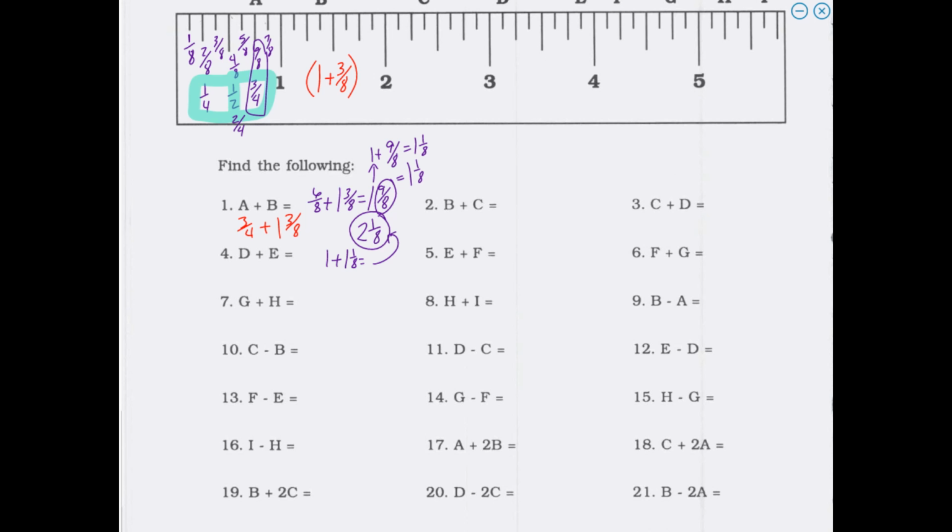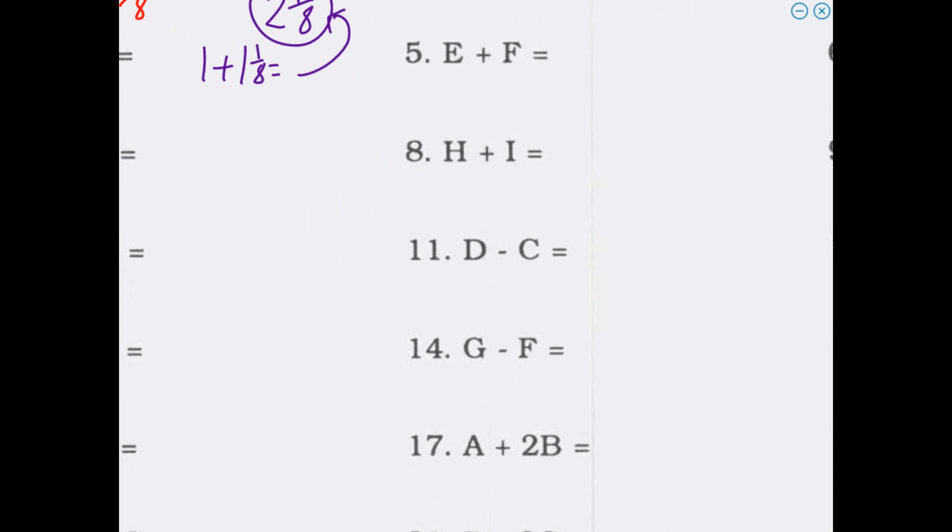So what does my D equal to? Because I zoomed out so I can't see it anymore. What does D equal? 3 and 1/8. Yep. 3 and 1/8 minus, what is C? C is 2 and 3/8. Right?